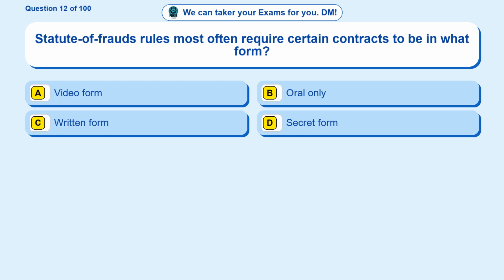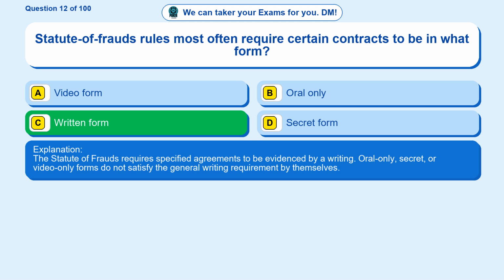Question 12. Statute of Frauds rules most often require certain contracts to be in what form? Option A. Video form. Option B. Oral only. Option C. Written form. Option D. Secret form. The correct answer is option C. Written form. The statute of frauds requires specified agreements to be evidenced by writing. Oral only, secret, or video only forms do not satisfy the general writing requirement by themselves.